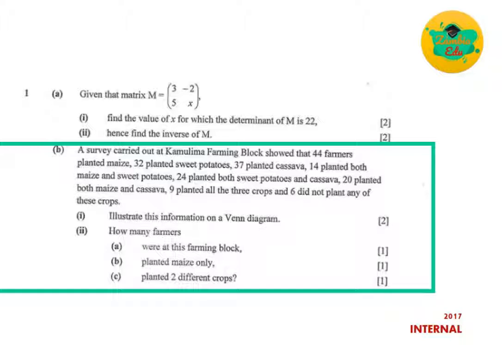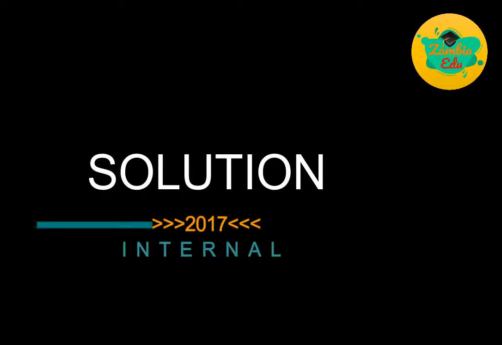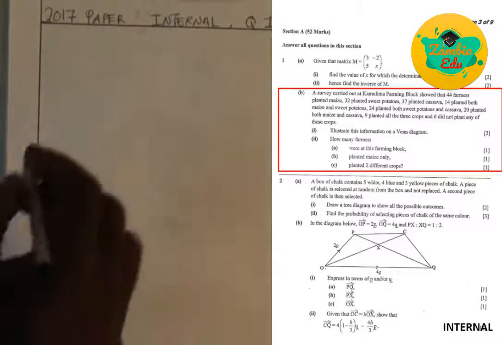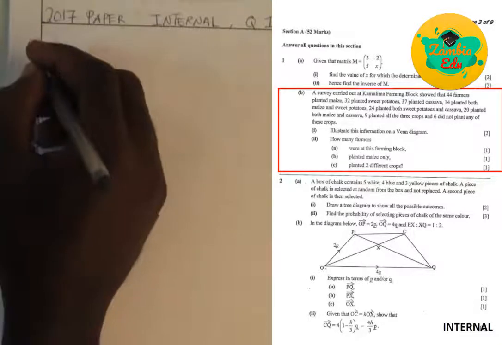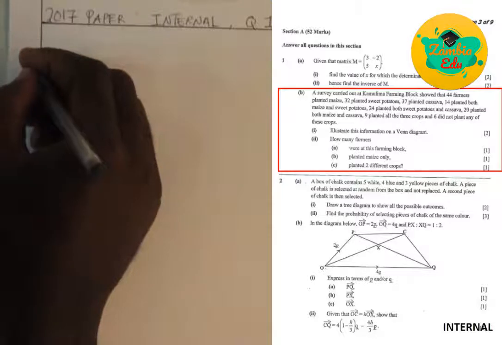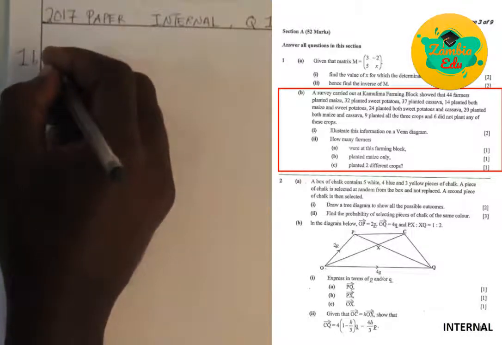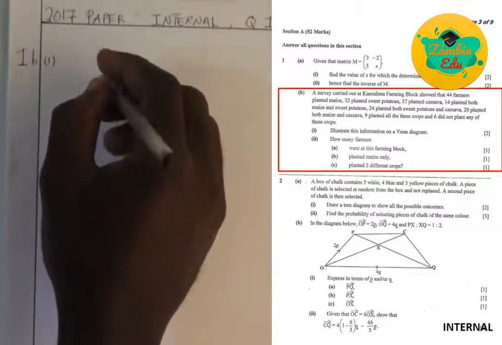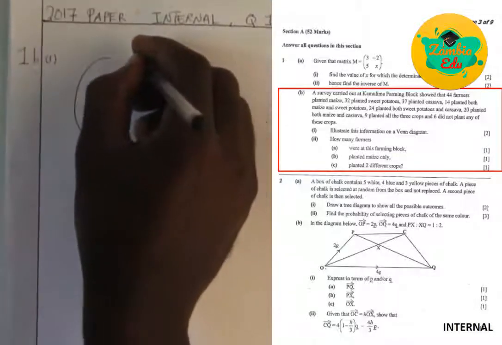So without losing much of our time, we'll straight away go and illustrate the information on a Venn diagram. This is how we go about it. We tell them that this is question 1B, the first part, so we are answering the question. We're going to draw our 3 circles there.